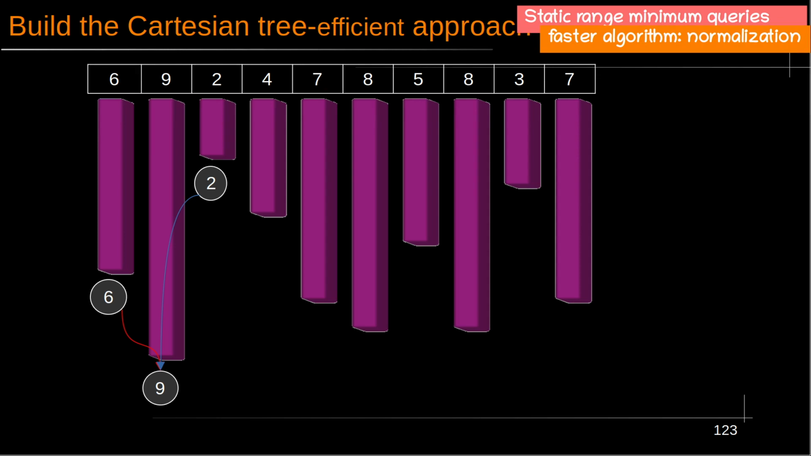We go back to 6 now. We have 6 is greater than 2. So we change this link. 2 will be pointed to 6, which means 6 is the parent of the left subtree of 2 to maintain the min heap property. All these nodes must be greater than 2.